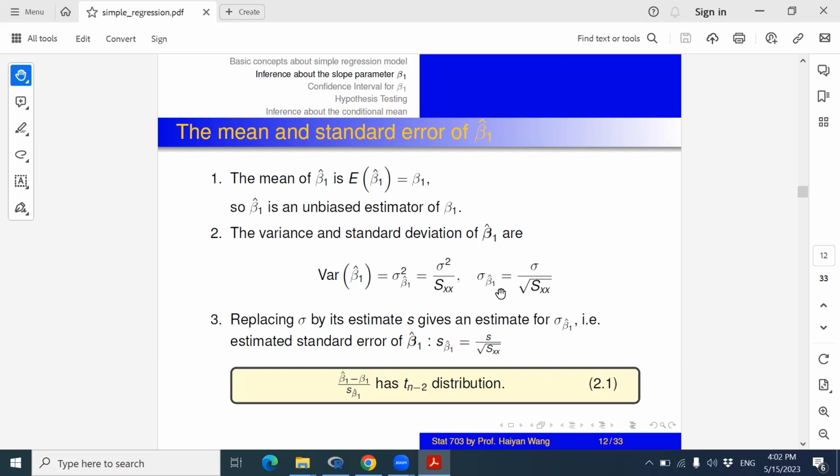In the next part of this lesson, we'll construct the confidence interval with this distribution for beta 1 hat. And we'll also do hypothesis tests about the regression.